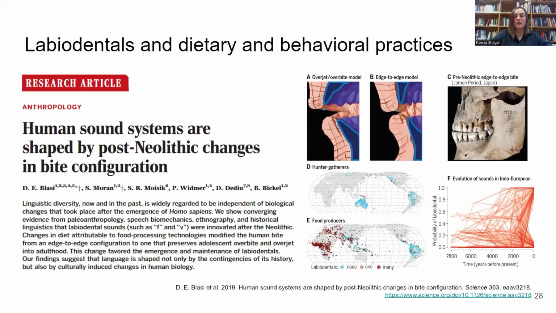Then one other study, again a relatively recent one, is on the influence of dietary and behavioral practices on the consonant inventory. The idea here is that some consonants, specifically labiodental sounds such as f and v, which, as we already know from last time, are not found in all the world's languages, developed in the societies that were affected by post-Neolithic changes, namely, in a nutshell, the food became softer.